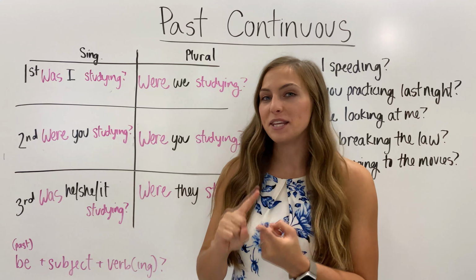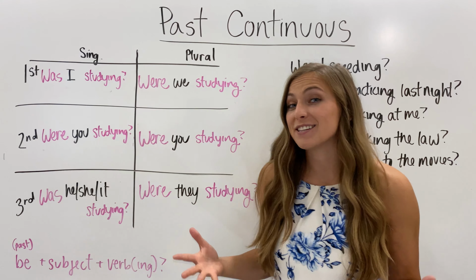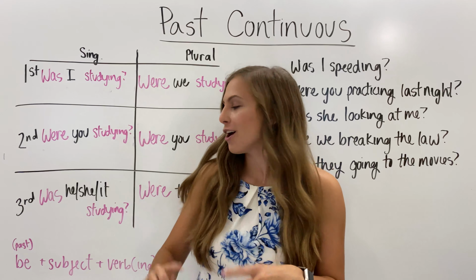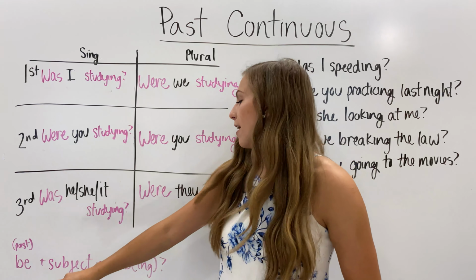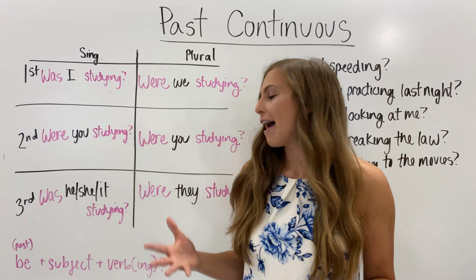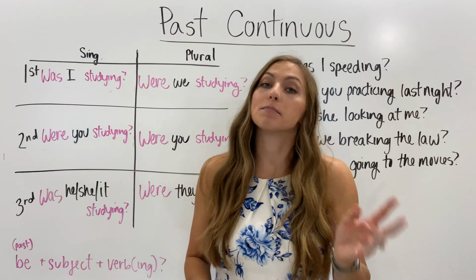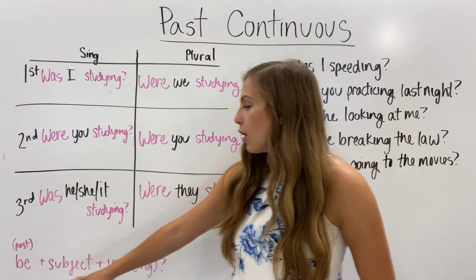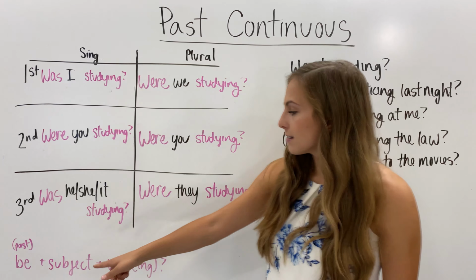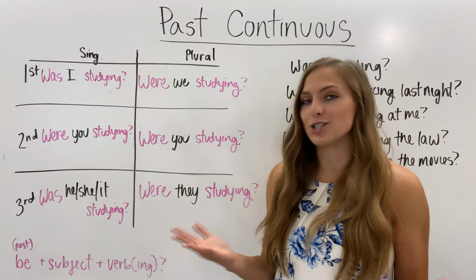Now that we've done the affirmative and the negative, let's look at questions. Hopefully by now you remember how to form a question. We always switch the first verb we have, which is normally a helping verb, and our subject. We change the place so that the subject comes second. So we are going to start with our be verb, which is always in the past, then our subject, then our ing verb.